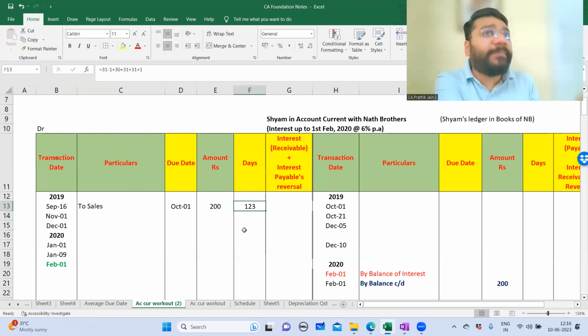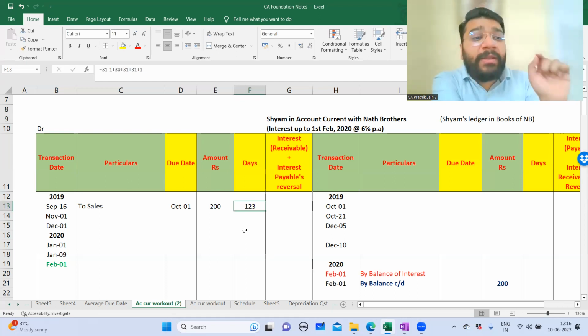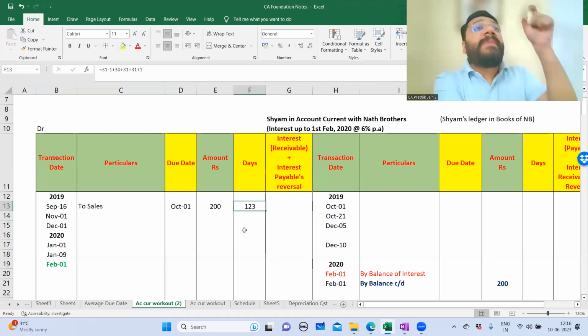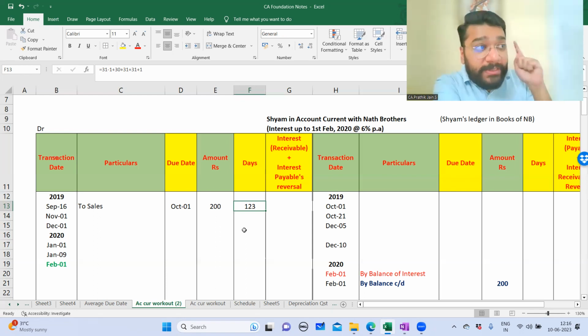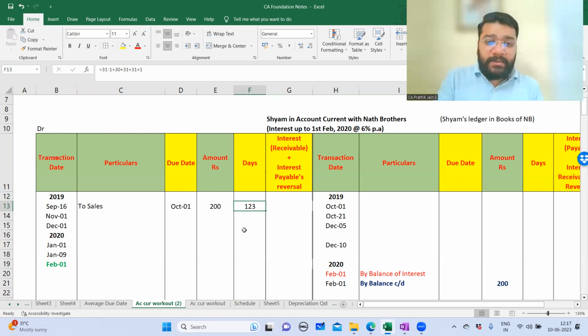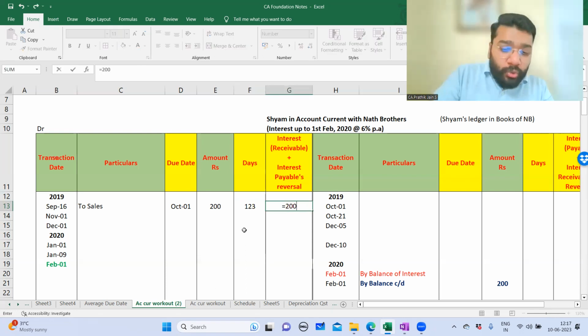Now guys, listen to me very carefully. You have made a sale on September 16. On September 16 itself, you are assuming that till 1st of Feb this guy, Sham, will not make the payment. Mark my word, we're assuming that he'll not make the payment and we're calculating the interest. So now I need to calculate interest for how many days? 123 days. What is the principal amount? 200. So 200 into 6% into 123 divided by 365.